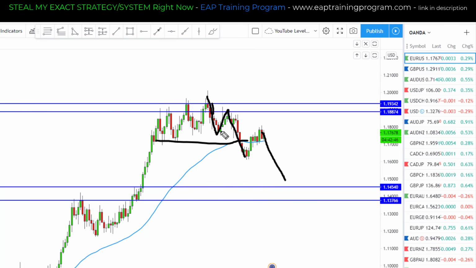If this 1, 2, 3 move, in case you didn't know what I was talking about, it's the impulsive move, the pullback, and the impulsive move that breaks the pullback. If that's the case, and I'm expecting this market to continue lower, then what is inevitable? Well, it's inevitable that we break through the support level.